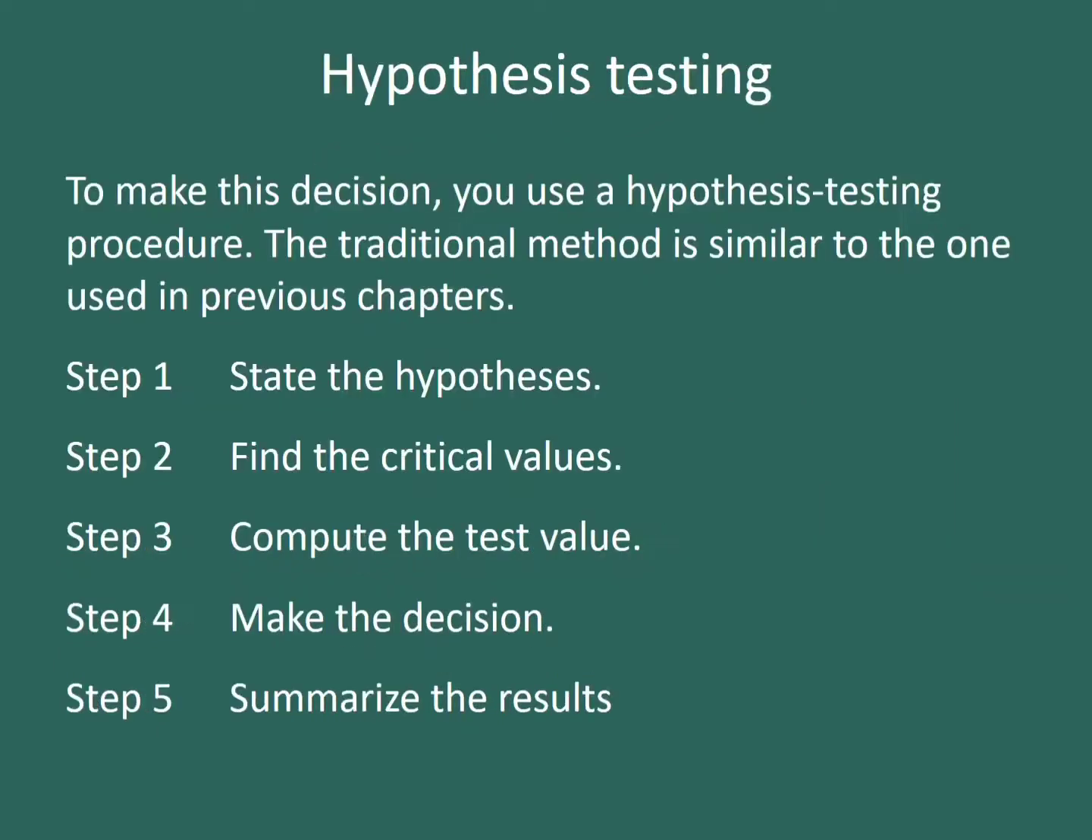So, hypothesis testing with scatter plots. To make this decision, you use a hypothesis testing procedure. The traditional method is similar to the one used in the previous chapter. So of course you're going to state the hypothesis, find the critical values, compute the test value, make the decision, and summarize the results.